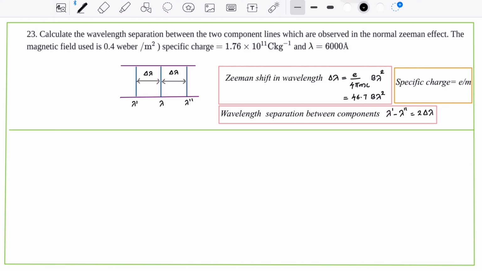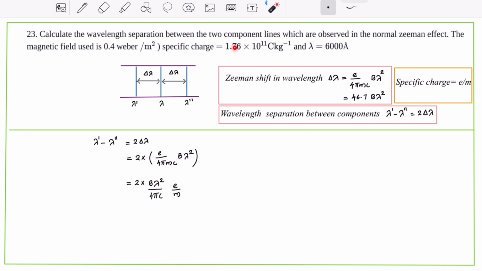From the figure, lambda represents the unmodified line and lambda dash minus lambda double dash represents the wavelength separation between the two components, which is actually 2 times the Zeeman shift in wavelength delta lambda. The Zeeman shift in wavelength is e B lambda square by 4 pi m c. Now we can write it as 2 times B lambda square divided by 4 pi c into e by m.